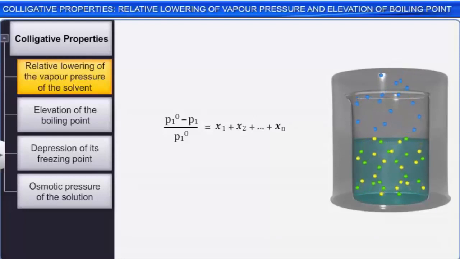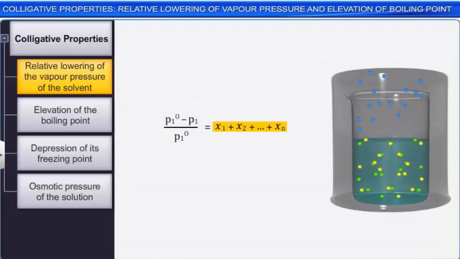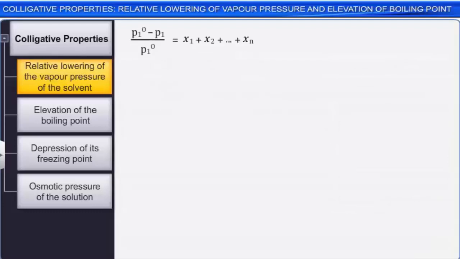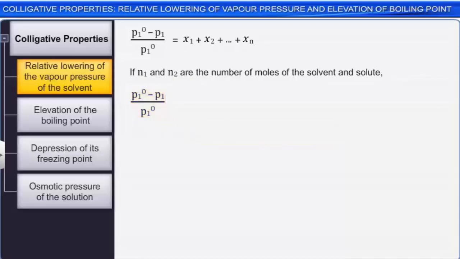If the solution contains more than one non-volatile solute, then the relative lowering in vapor pressure of a solvent is equal to the sum of the mole fractions of all the non-volatile solutes. If N1 and N2 are respectively the number of moles of the solvent and solute in a binary solution, then the relative lowering in the vapor pressure of the solvent, (P1⁰ − P1) divided by P1⁰, is equal to N2 divided by (N1 + N2).